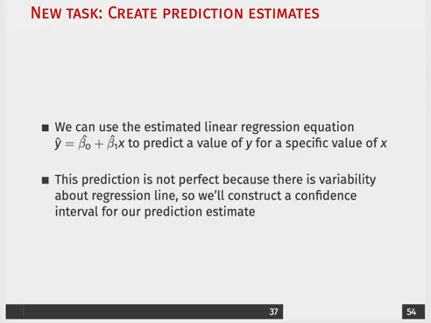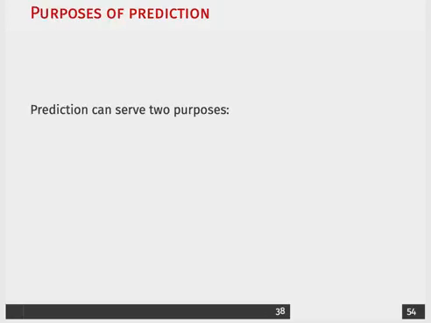And this isn't going to be perfect. There is variability around the regression line, right? So we need to construct some sort of confidence intervals or bounds around our prediction estimate. And there's two different ways that we're going to go about doing this given our purpose in prediction.